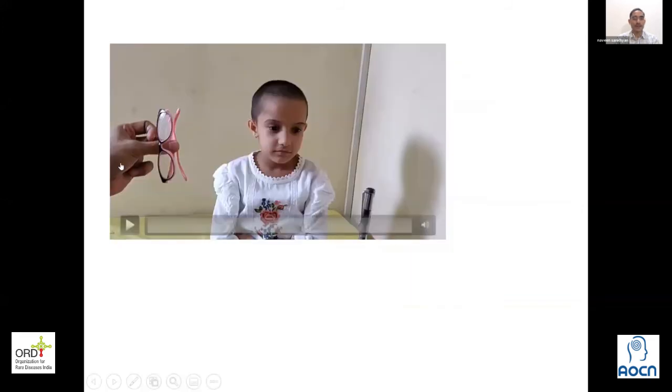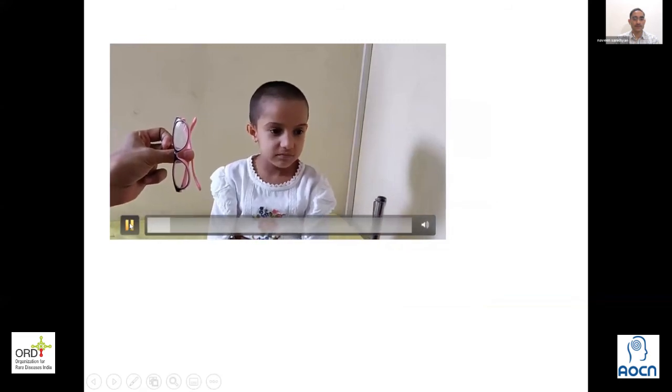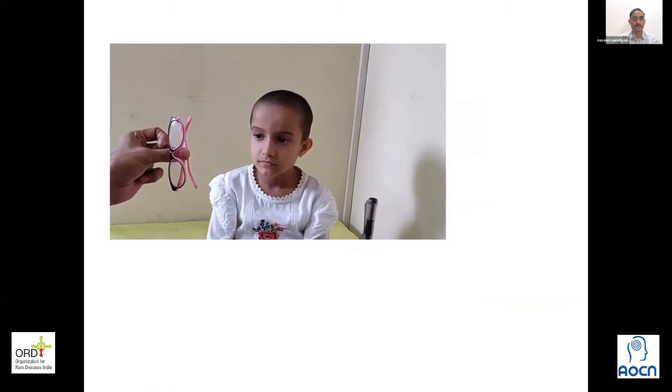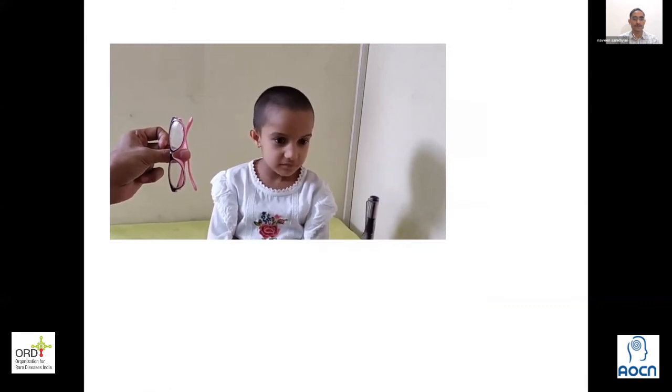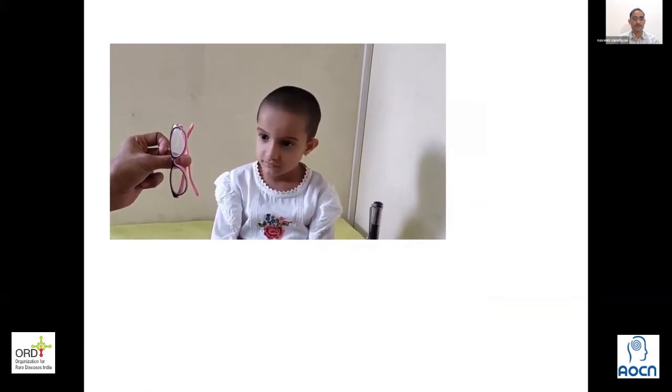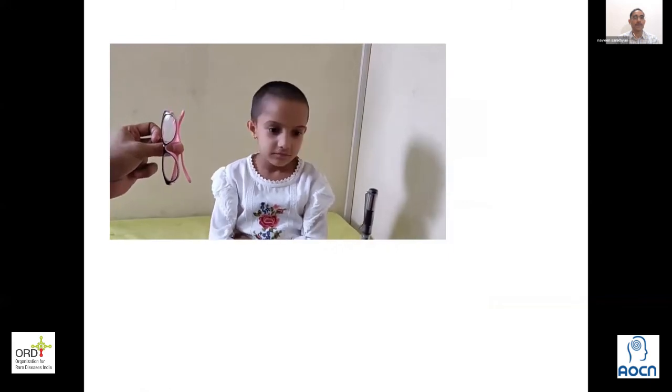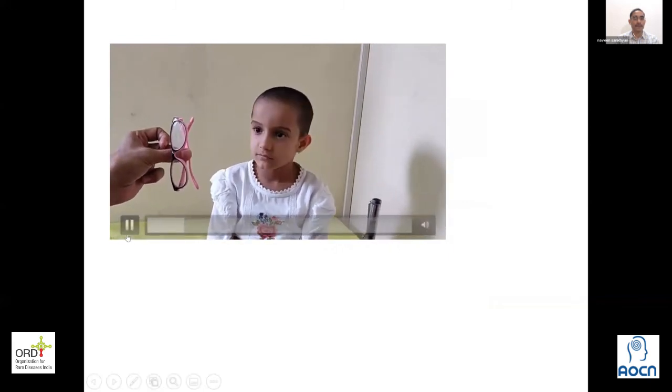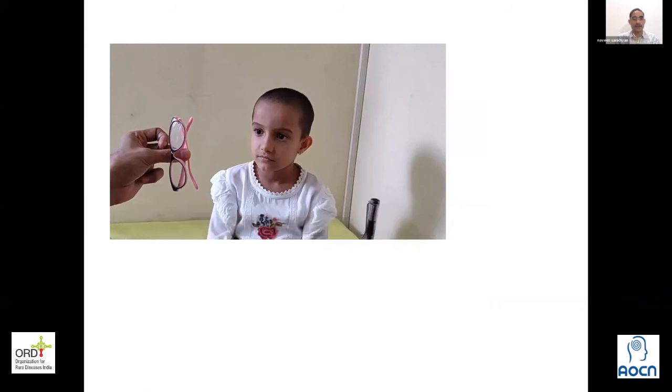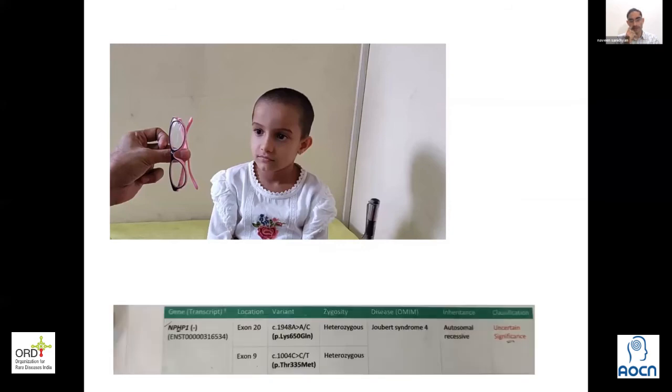Here is another child, and you can see the clinical findings shown in this video. Again, you can see that the eyes don't follow the head, and rather the head has to be moved to change the gaze from one direction to another. So this was a child who was intellectually spared, had very minimal imaging signs, but she again had Joubert syndrome of a mild variety.